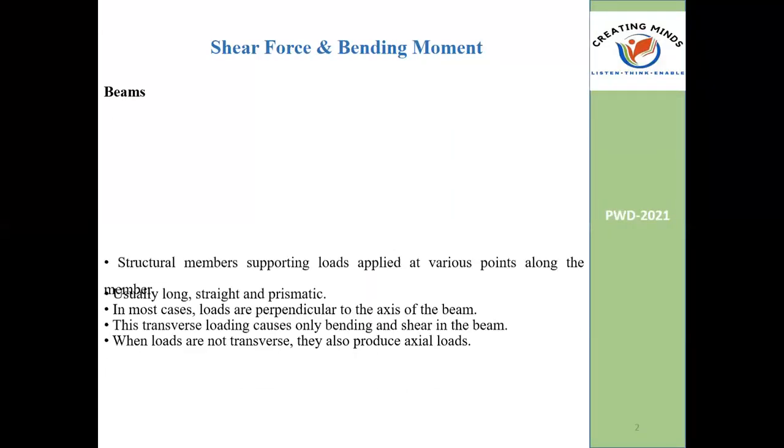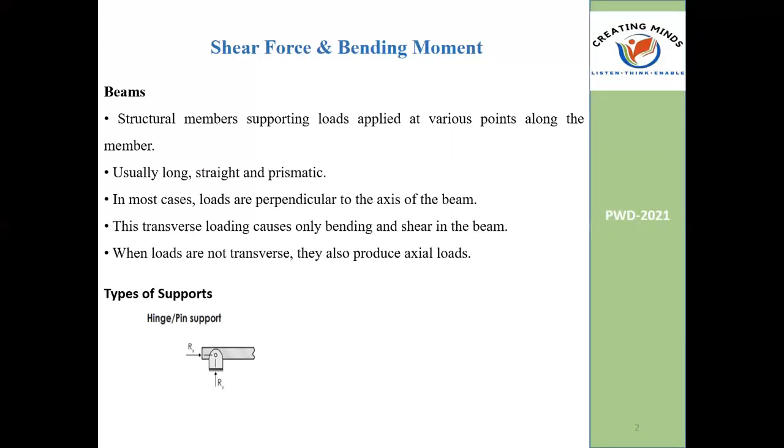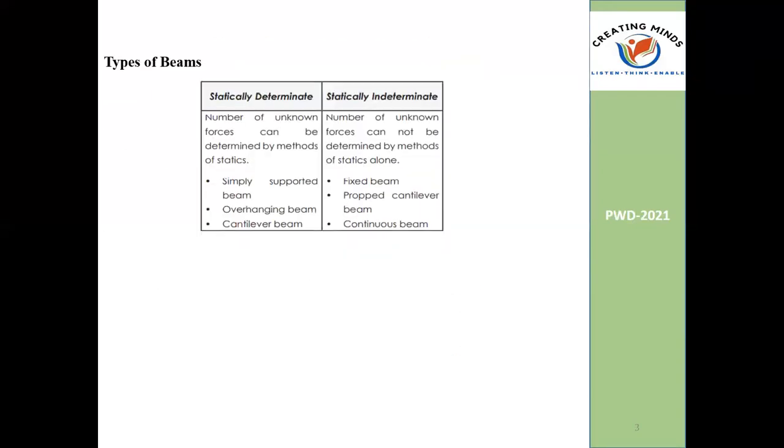So I explained regarding beams. I explained regarding supports, hinge, pin, fixed, and also different types of beams. This is very, very important. Statically determinate: the number of unknown forces can be determined by method of statics, that is sigma Fx equals 0, sigma Fy equals 0, and sigma M equals 0. Simply supported beam, overhanging beam, cantilever beam. Statically indeterminate: the number of unknown forces cannot be determined using statics alone. That is fixed beam, propped cantilever beam, continuous beam.